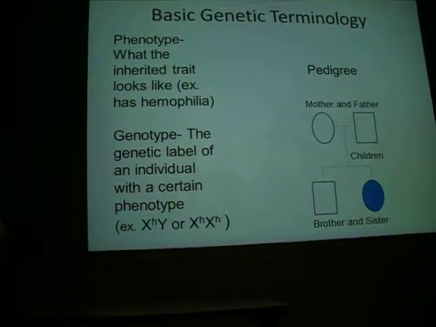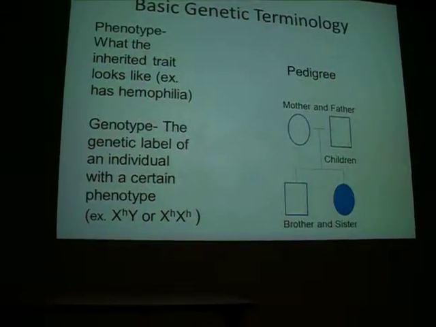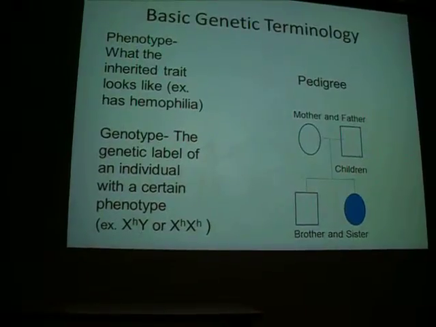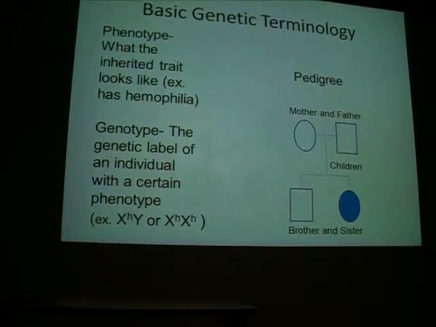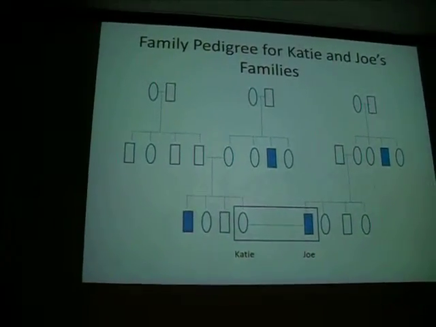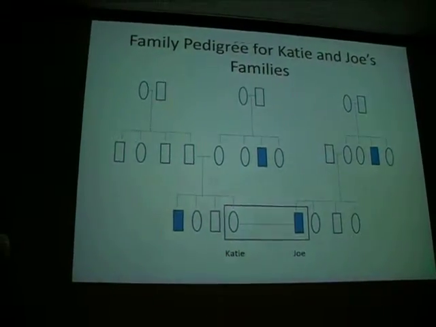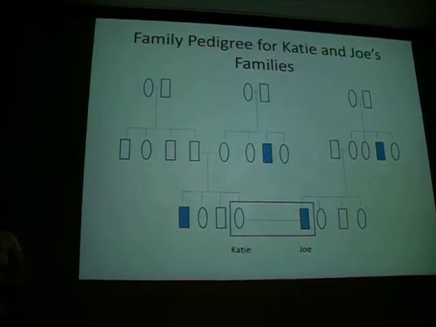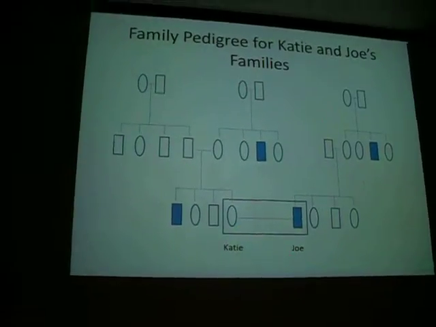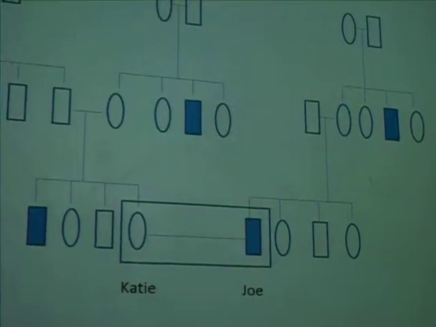Then we have a pedigree, which shows the familial relationships between husband and wife, parent and child, and between siblings. The circles show females and the squares show males, and those individuals that are shaded have the disease or trait of interest. This is the hypothetical pedigree for two individuals, Katie and Joe, who are looking to have children and are curious what the probability will be that their children have the disease. As you can see, Katie has a brother and an uncle with the disease.